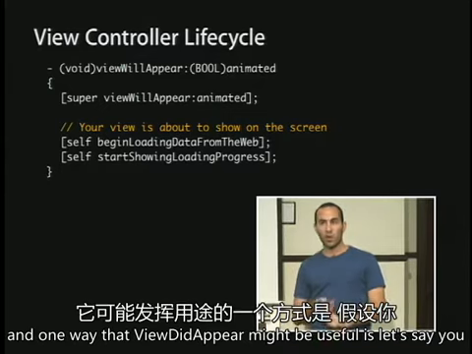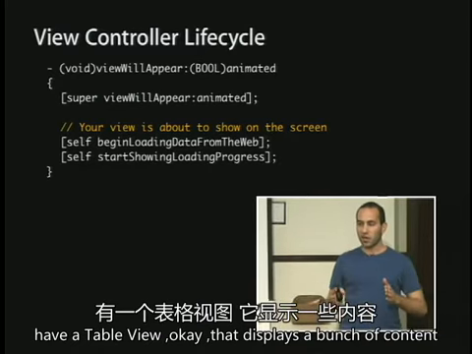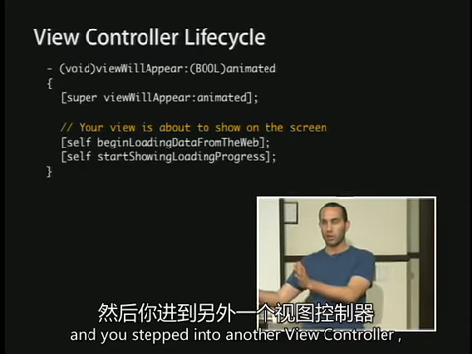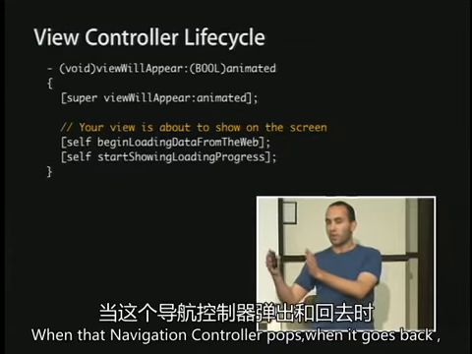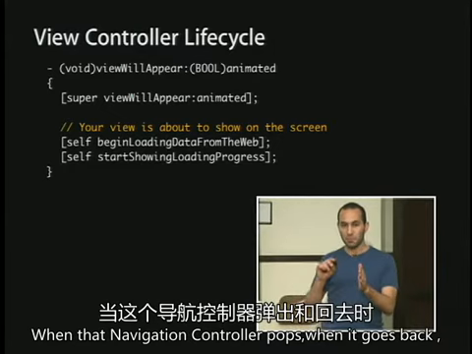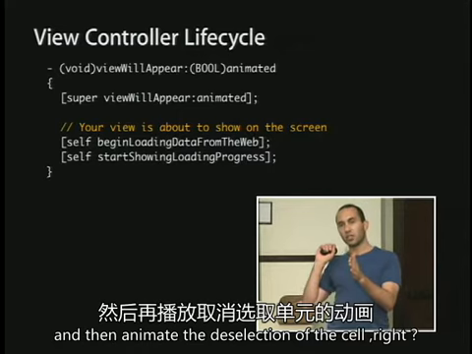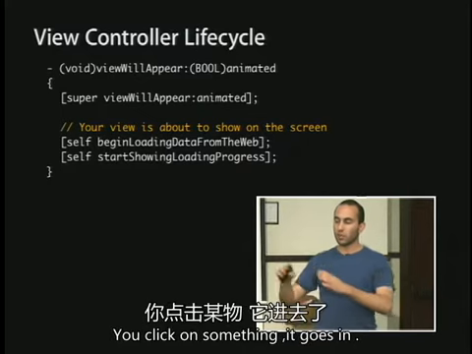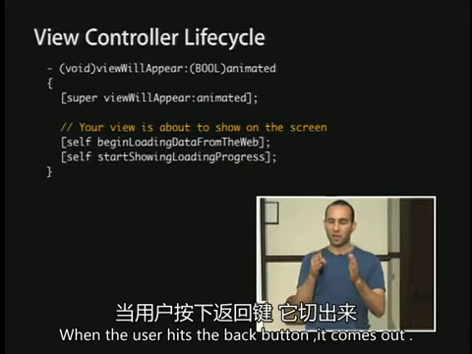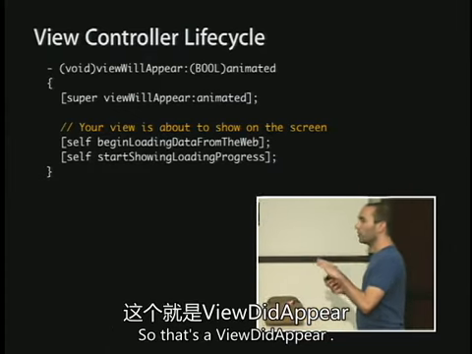One way viewDidAppear might be useful is, let's say you have a table view that displays a bunch of content, and you stepped into another view controller, which means the user selected one of the items. When that navigation controller pops, when it goes back, you want to wait until it's done animating and then animate the deselection of the cell. You see that a lot even in Mail. You click on something, it goes in. When the user hits the back button, it comes out, the cell is still selected, and then it fades away. So that's viewDidAppear.